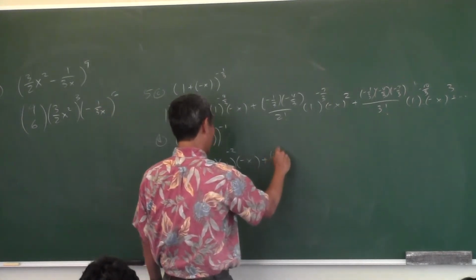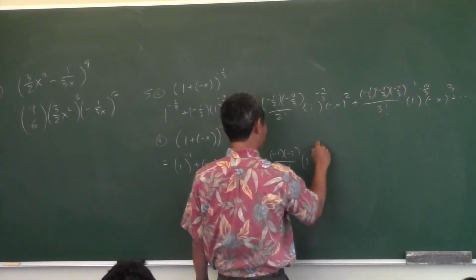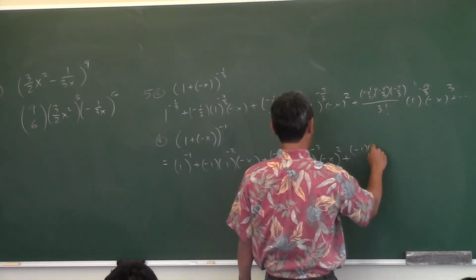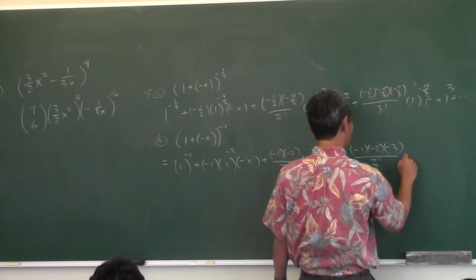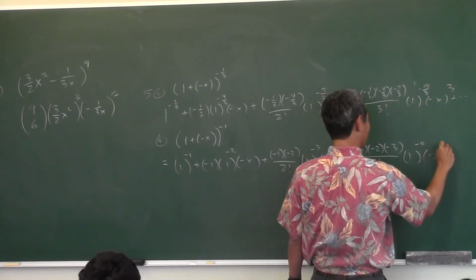And then you get n times n minus 1 over 2 factorial. The power of A goes down by 1, the power of B goes up by 1. And then you get n times n minus 1 times n minus 2 over 3 factorial. The power of A goes down by 1, the power of B goes up by 1.